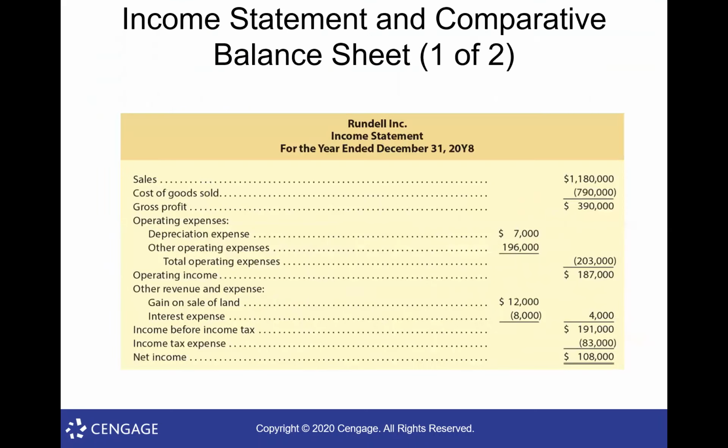I'm going to skip that too. I want to get to how we do it. All right. So here's an income statement for the Rundell Corporation for 2018. We can see that they had sales of 1.18 million. So a good year for Rundell. Cost of goods sold, 790,000. Gross profit of 390,000. Operating expenses, other expenses, net income of 108,000.